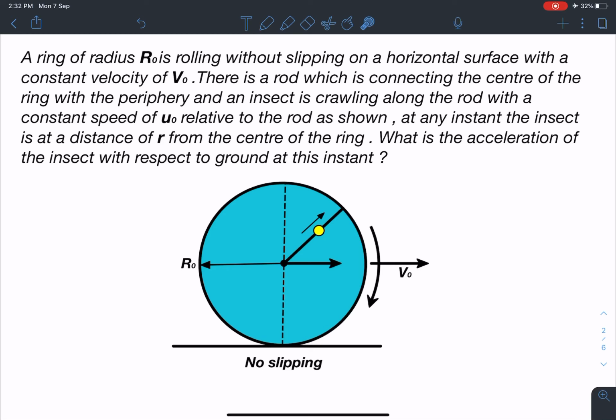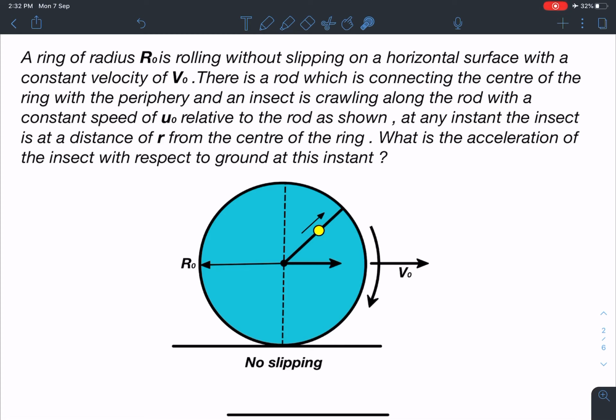A ring of radius r0 is rolling without slipping on a horizontal surface with a constant velocity of v0. There is a rod which is connecting the center of the ring and the periphery, and the insect is crawling along the rod with a constant speed of u0 relative to the rod as shown. At any instant, the insect is at a distance of r from the center of the ring. What is the acceleration of the insect with respect to the ground at this instant?